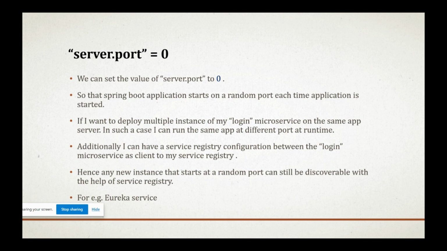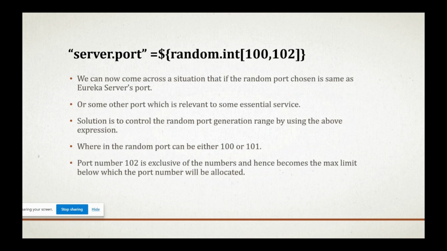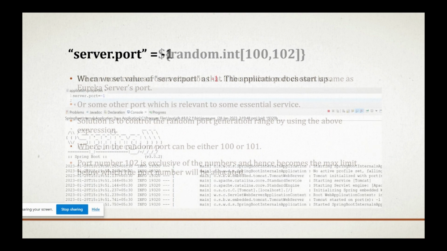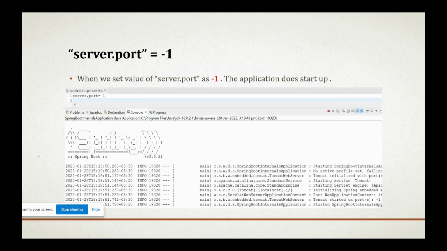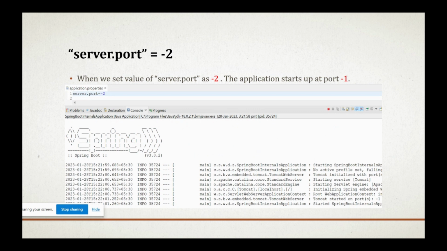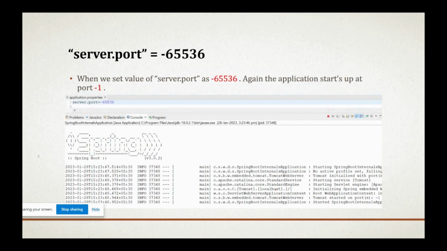We saw the server.port. When we set it to 0 value, it generates random ports, and it can still be discovered with the help of service registry. Eureka service is something that we are going to see. Then we saw this expression wherein you can set the port numbers via range, so 100 to 102. It only includes 100 and 101 port. Then we saw what happens when we set the port as -1. The application does start up. What happens when we set the server.port value to -2? Again, the application starts, but it starts at port -1.